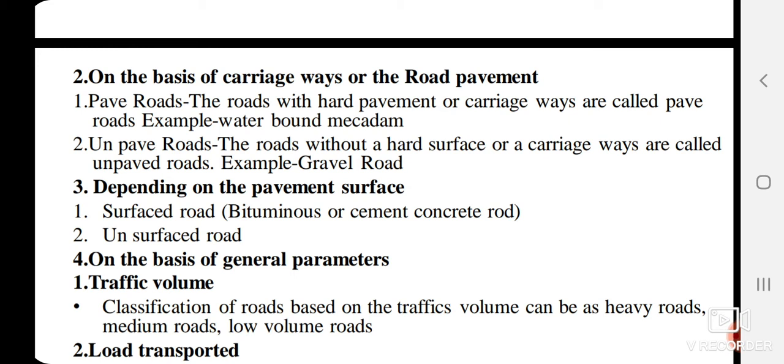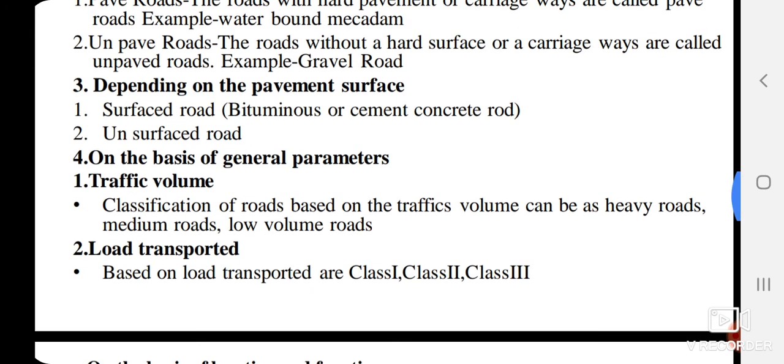Surfaced roads means bituminous or cement concrete roads are used. So that is another classification. And on the basis of general parameters, that is, traffic volume, how much traffic can be accommodated in a road, there are heavy roads, medium roads, and low volume roads. Heavy roads means congested traffic, that is, a large volume of traffic can be accommodated within the road. Medium roads mean medium to low volume roads.